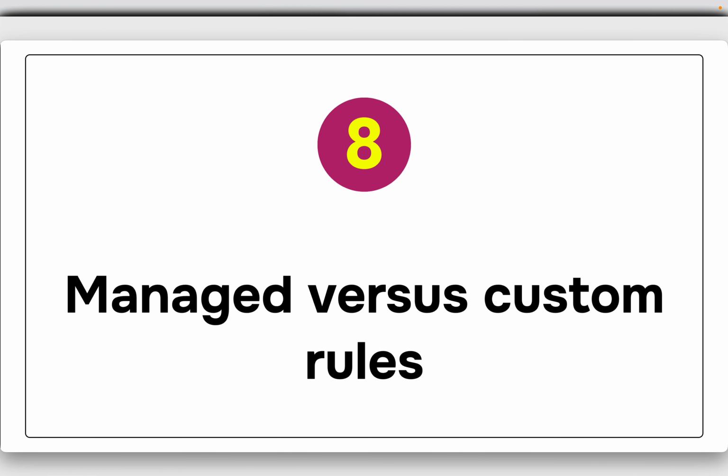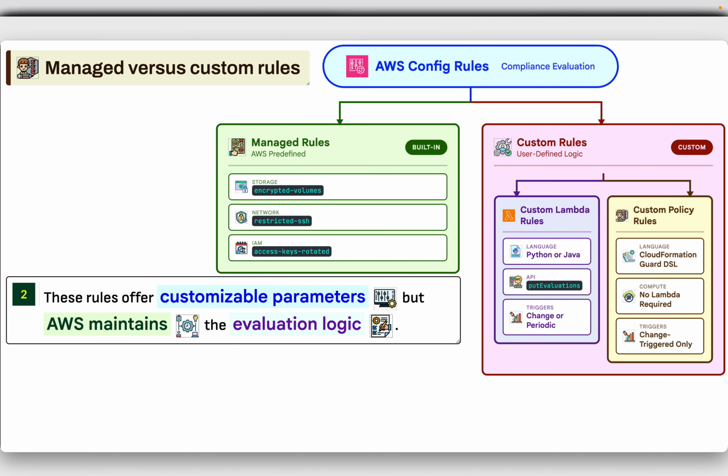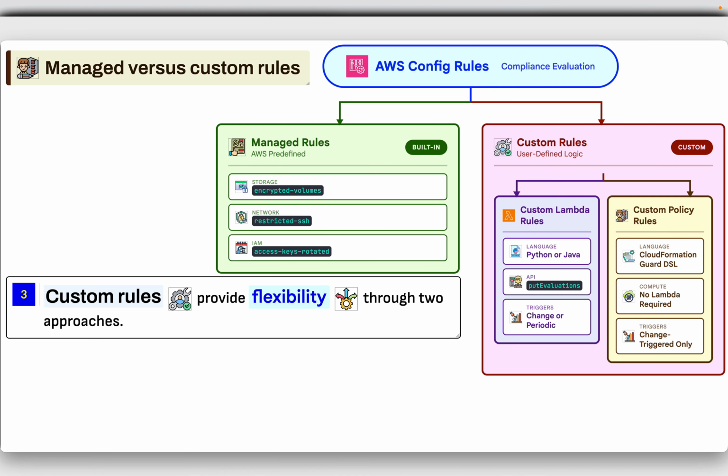Eighth topic is managed versus custom rules. Managed rules are predefined by AWS for common best practices like encrypted volumes, restricted SSH, and access keys rotated. These rules offer customizable parameters, but AWS maintains the evaluation logic. Next one is custom rules. Custom rules provide flexibility through two approaches: custom Lambda rules and custom policy rules.